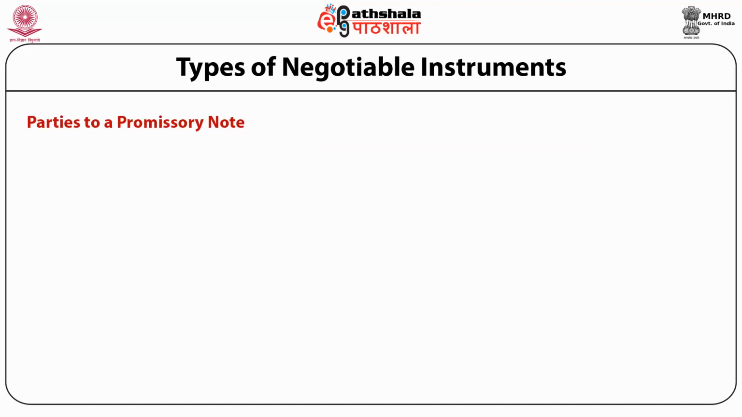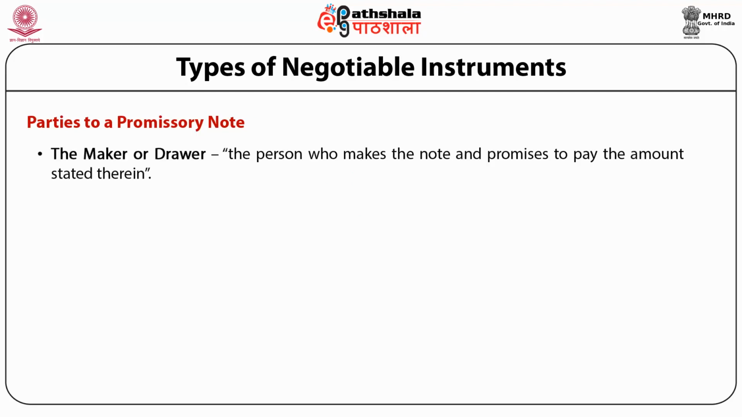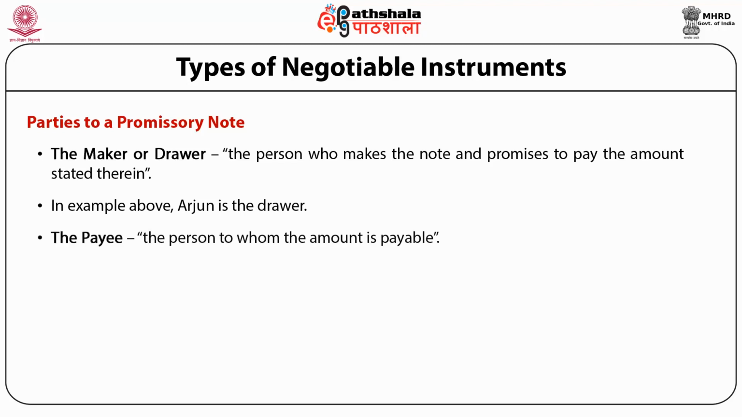Parties to a promissory note. There are primarily two parties involved in a promissory note. The first is the maker or drawer, the person who makes the note and promises to pay the amount stated therein. In the above example, Arjun is the maker. Second, the payee, the person to whom the amount is payable. In the above example, it is Raju.